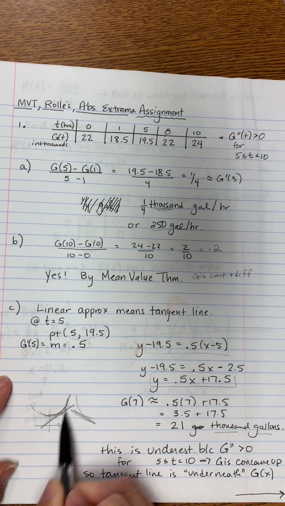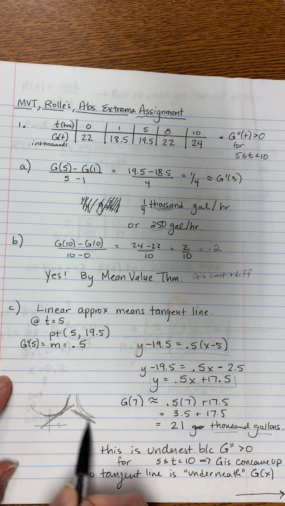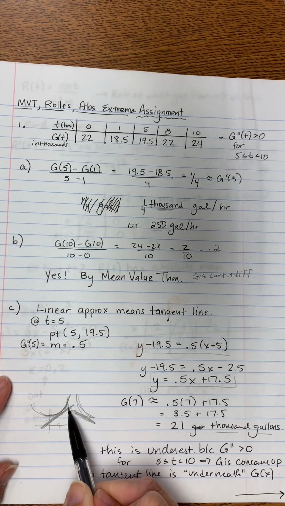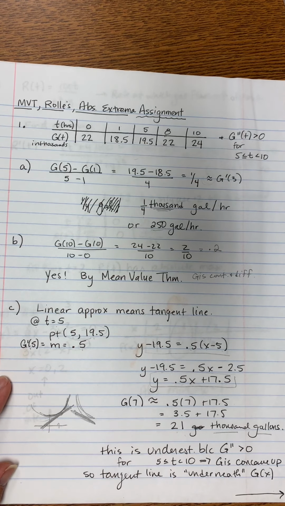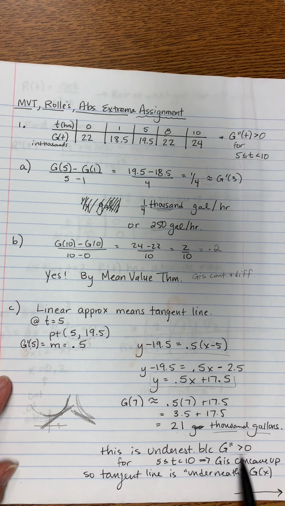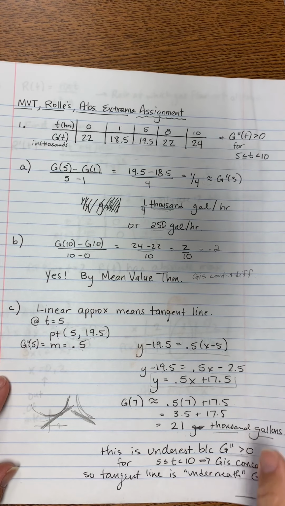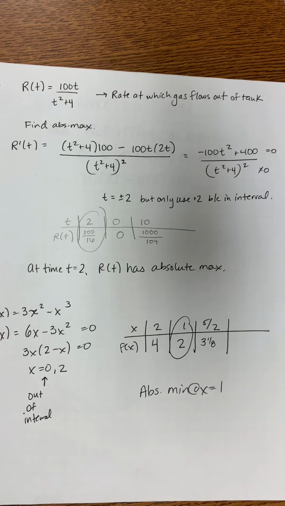Whether I'm concave up and increasing or concave up and decreasing, the tangent line is below it. So the tangent line value will always be a little less than the actual value in this case. So using this tangent line as an underestimate, because the second derivative is bigger than 0, therefore g is concave up, and the tangent line is underneath g of x. All right, part D.